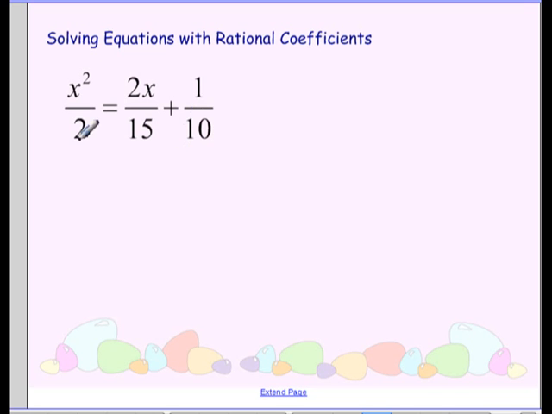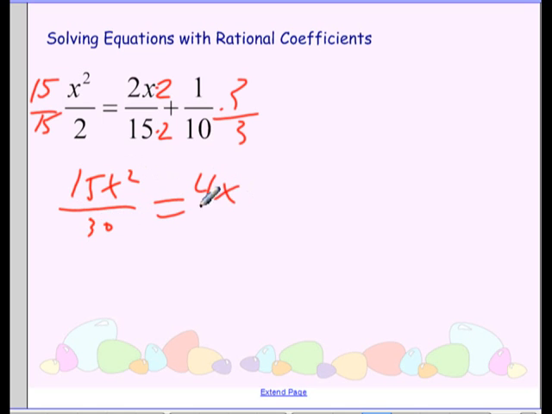So if I were going to find a common denominator for all three terms, I see 2, 15, and 10. 30 is the least common multiple. So if I multiply top and bottom of this one by 15, multiply top and bottom of this one by 2, and multiply top and bottom of this one by 3, what I have left is on the top, I have 15x squared over 30 equals 4x over 30 plus 3 over 30.